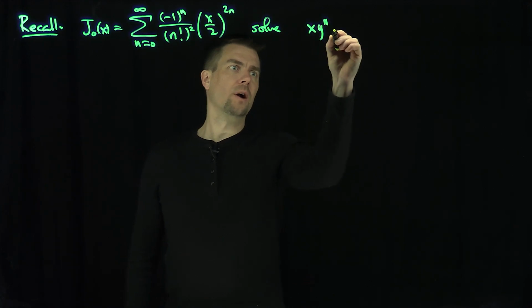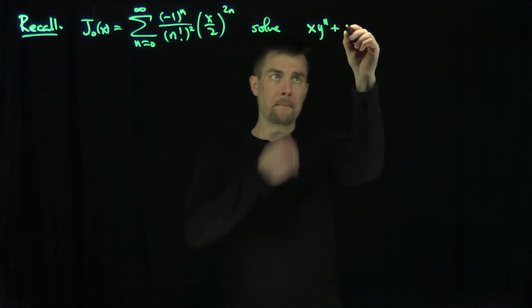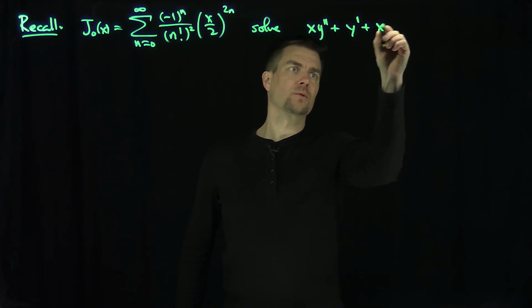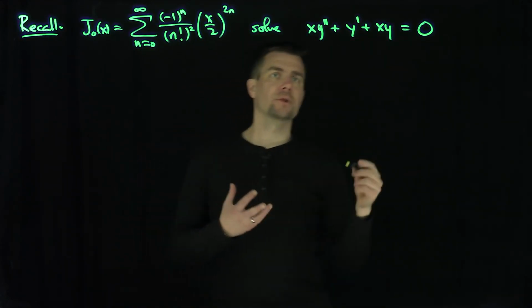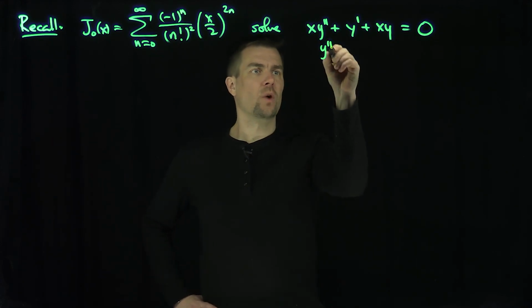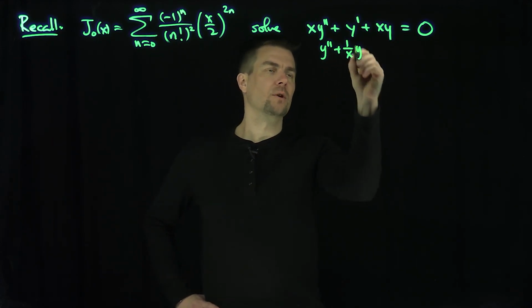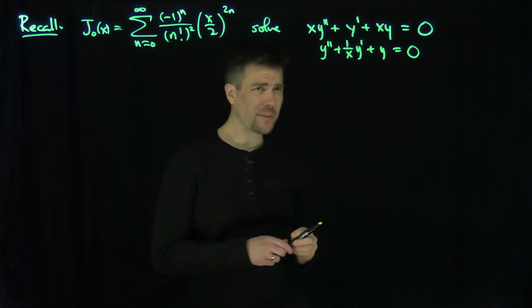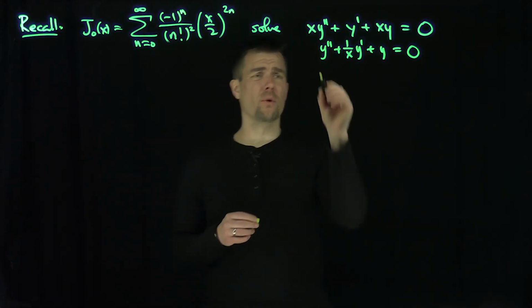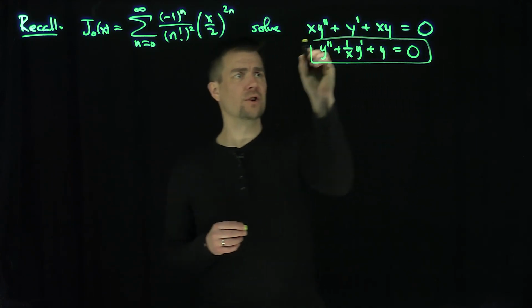x y double prime plus y prime plus x y equals 0, right? And of course, I can preserve the structure of the singularity by writing this as y double prime plus 1 over x y prime plus y is equal to 0. And what I'd like to do is put this equation into normal form, right? So how do we put this equation into normal form?